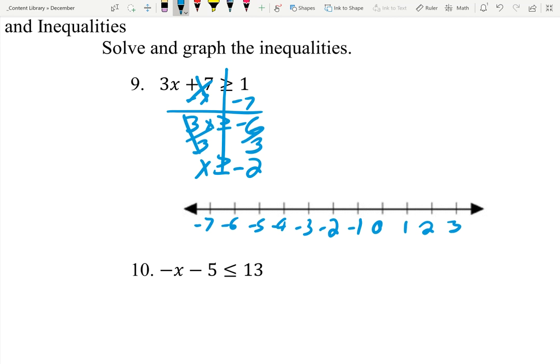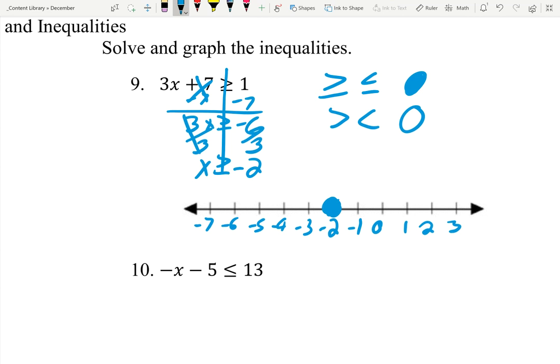Now let's graph our shaded line. So we're going to have a closed circle at negative 2. Why is it closed? Because our sign has a line underneath it, right? Like this, less than or equal to, greater than or equal to. Those lines under it means it'll be a closed circle. If it doesn't have a line under it, like regular greater than or regular less than, then it's an open circle. But ours has the line under it, so it's closed.